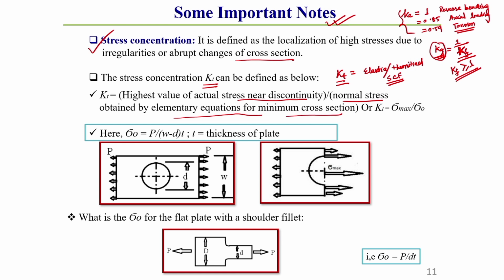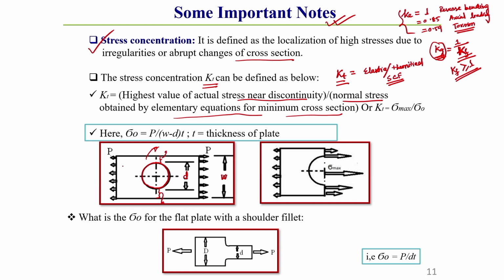Let us see what happens here. If this is a specimen I am showing, which has a center hole, and this center hole diameter is d, and let us consider the width of the plate is W. Now, due to this center hole, the minimum cross section that is effective is only this remaining portion, correct.